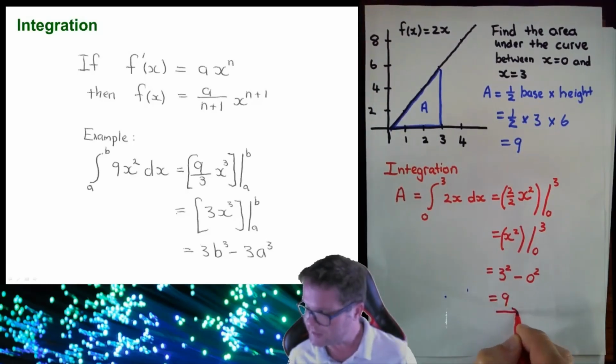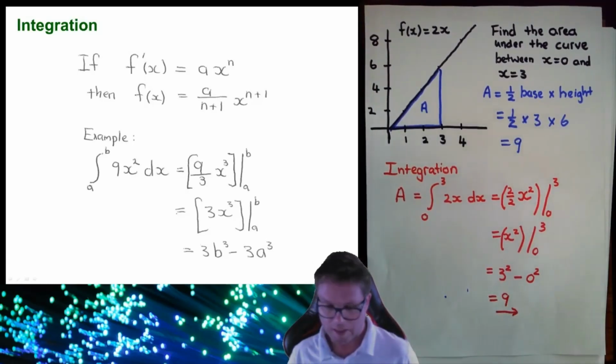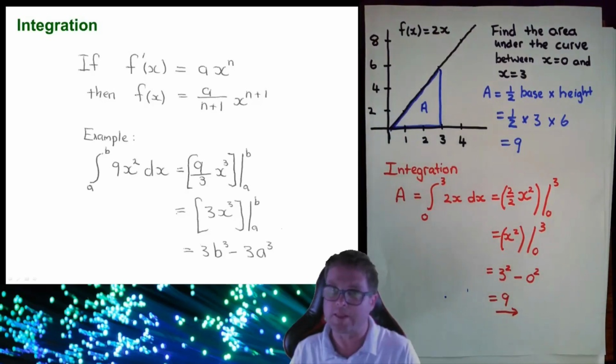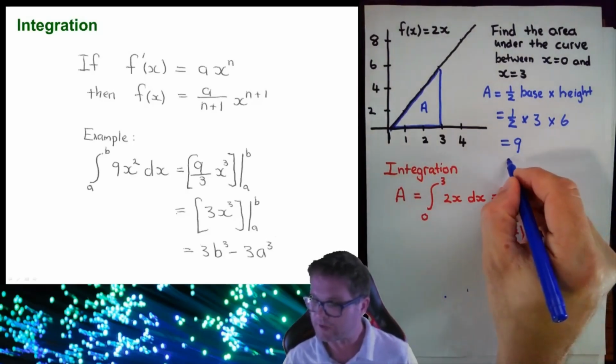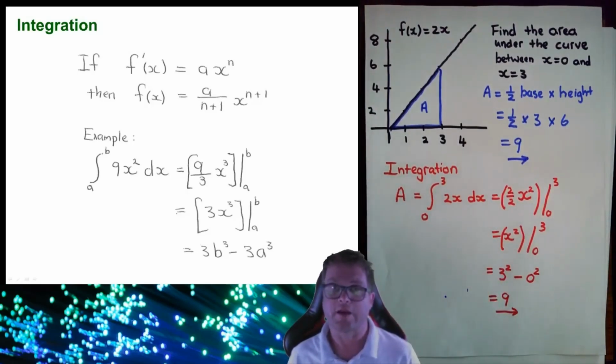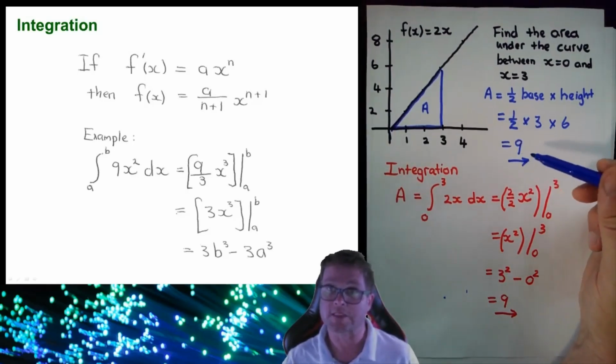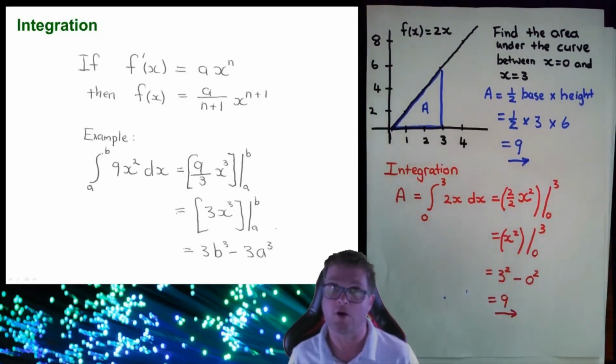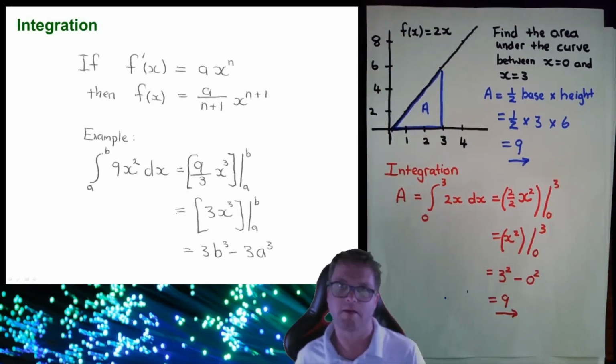And what we see is that using both of the methods, we arrive at the answer 9. So this is a confirmation that our integration tool, our integration recipe, is working correctly, because it gives the correct answer. It gives us the answer that we were expecting.